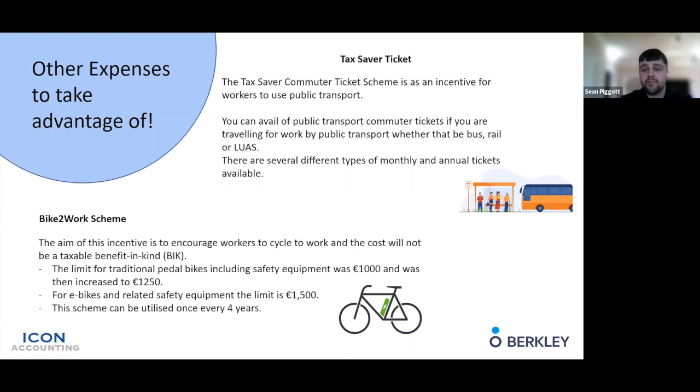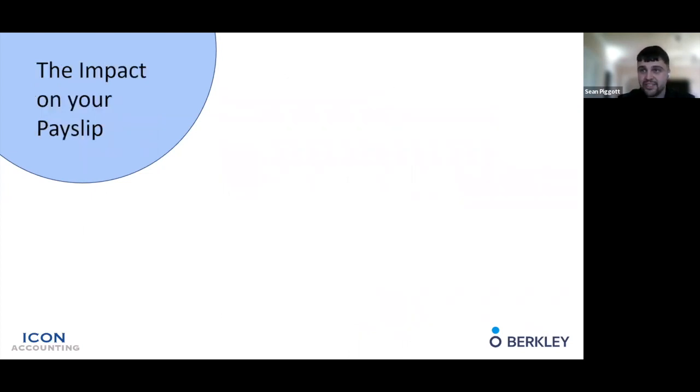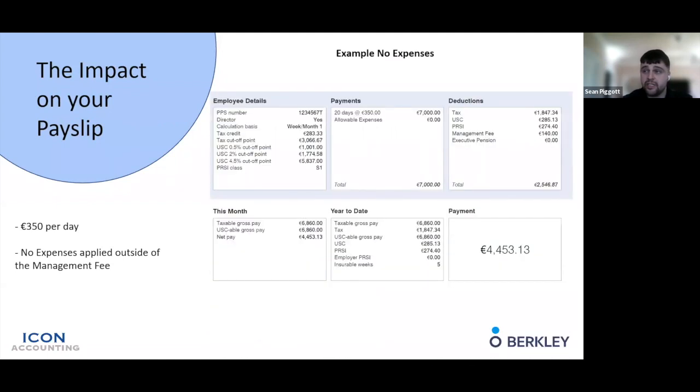You can even upgrade to an e-bike, because there's plenty more of them around now as well. So what we're going to do now is have a quick look at what kind of an impact it can have on your payslip. So I've used the same example essentially throughout the next three slides. And again, the daily rate that we have selected here is €350 per day. There's no expenses applied outside of the management fee on this payslip.